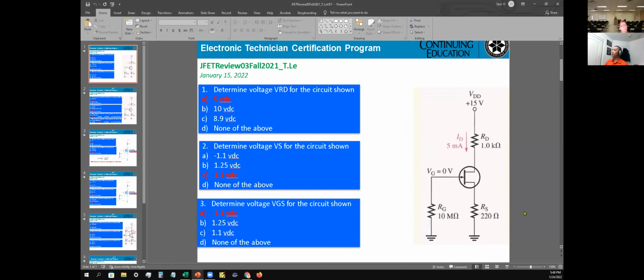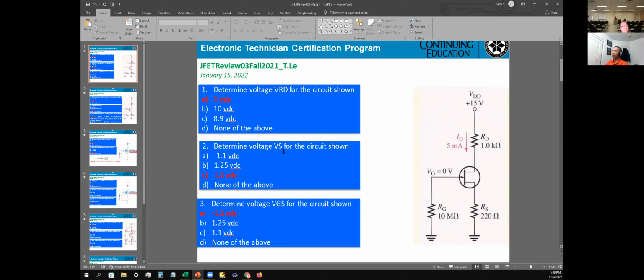Okay, so for this one, number one, determine voltage VRD for the circuit shown right here. They want the voltage drop over RD. Now you have the current and you have the resistance, so you take the current times the resistance, and that's where you get the 5 volt DC. So the answer is A as in apple for number one.